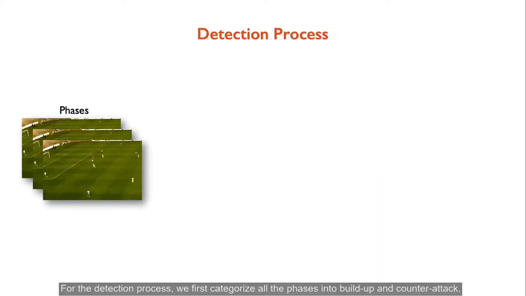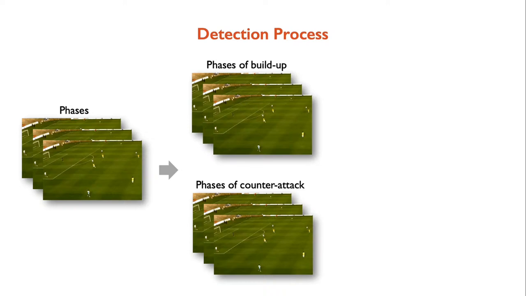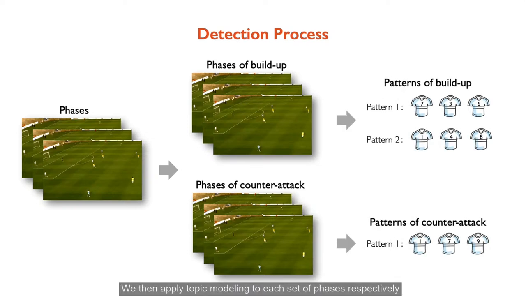For the detection process, we first categorize all the phases into build-up and counterattack, as these two kinds of phases have very different passing. We then apply topic modeling to each set of phases respectively and identify a set of passing patterns for further analysis.